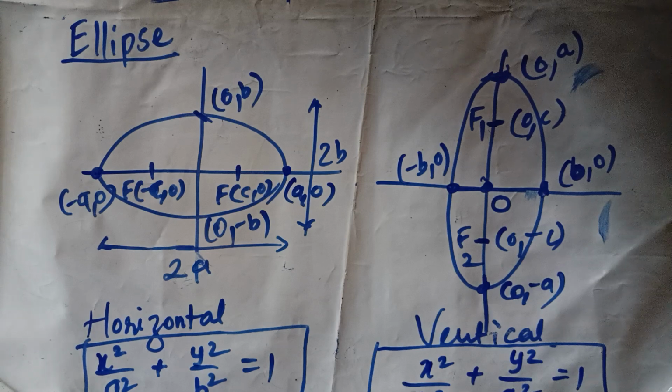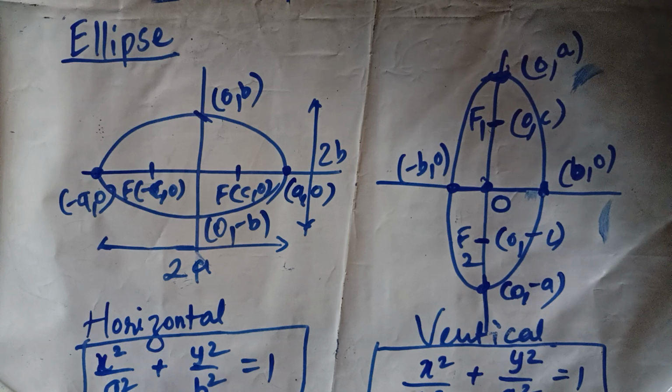Okay, so let's solve some questions to find the standard equation of an ellipse. One more thing is remaining, that is the latus rectum. The latus rectum of an ellipse is a line segment perpendicular to the major axis through any of the foci whose endpoints lie on the ellipse.